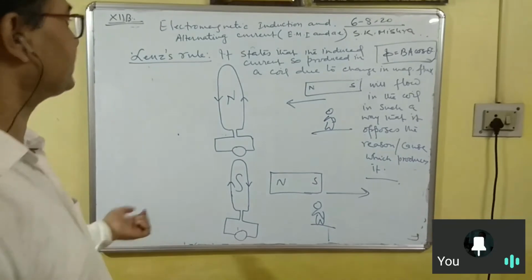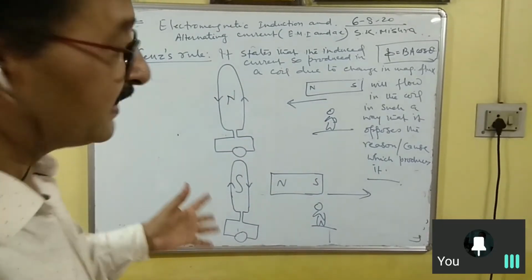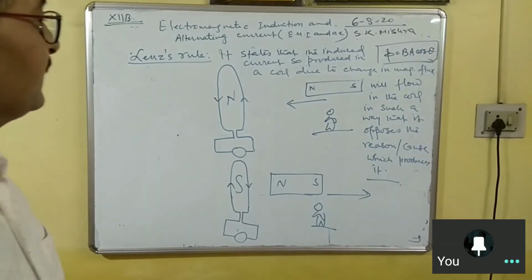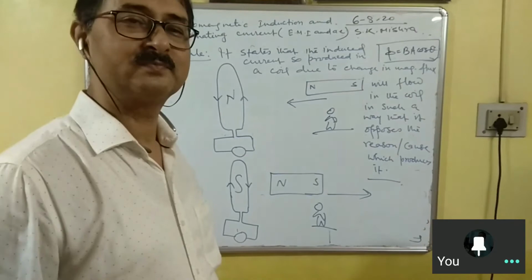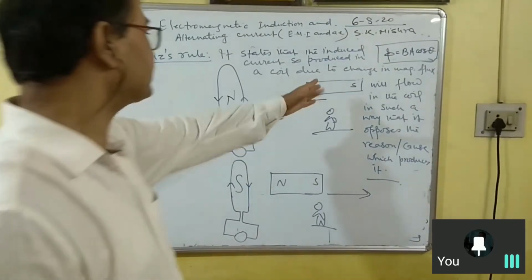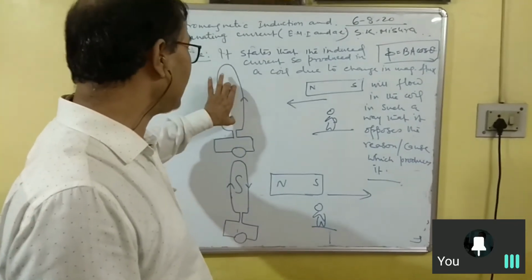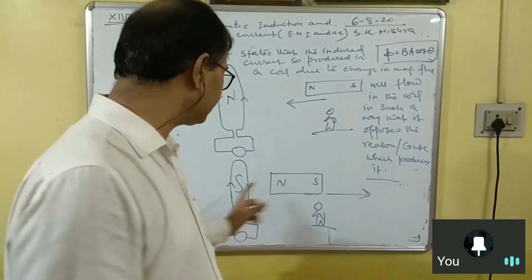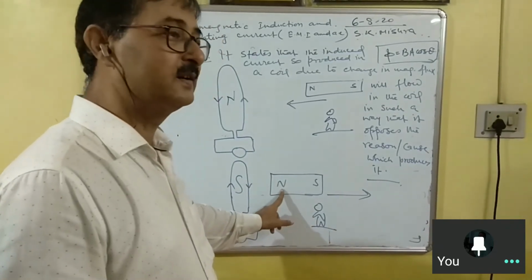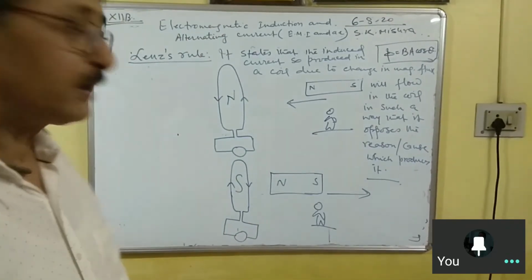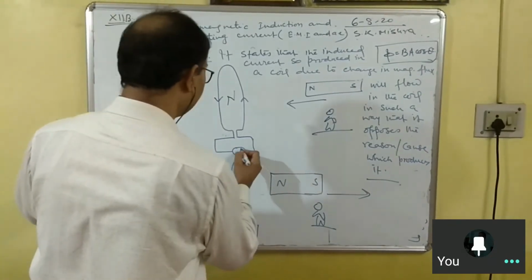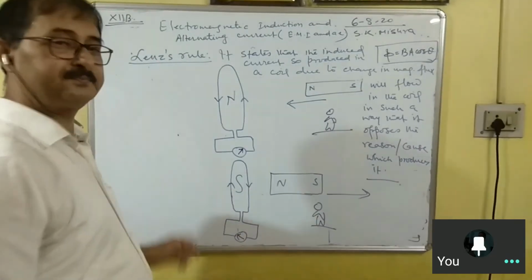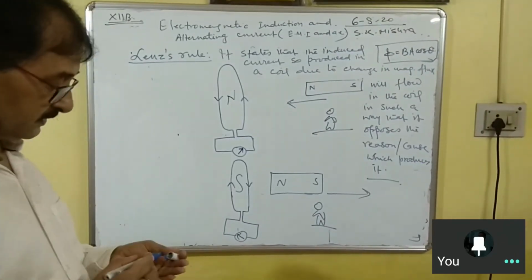So this is very simple. Whatever is the reason, the induced current will flow in such a direction that it should oppose the reason. If the north pole is coming towards the coil, then this polarity will be developed in such a way that it will oppose. If the north pole is going away, then this polarity will be south, so that it opposes the reason. Accordingly, the deflection in the galvanometer is opposite. Suppose here it is right side, then here it is left side. This is what Lenz's rule is telling.